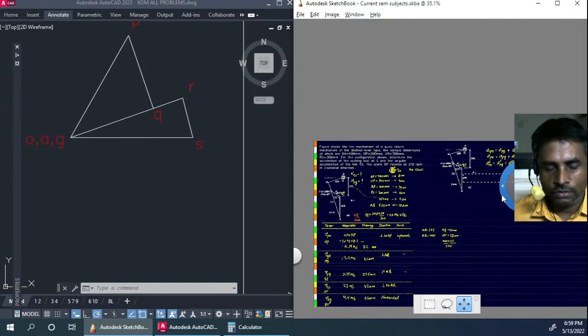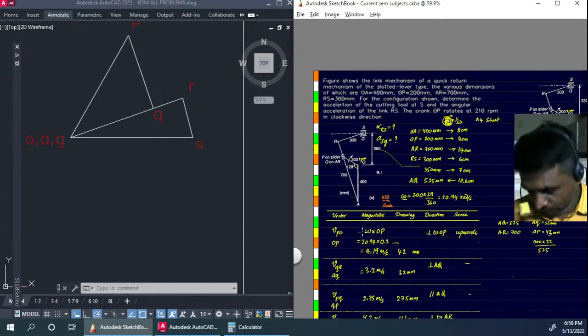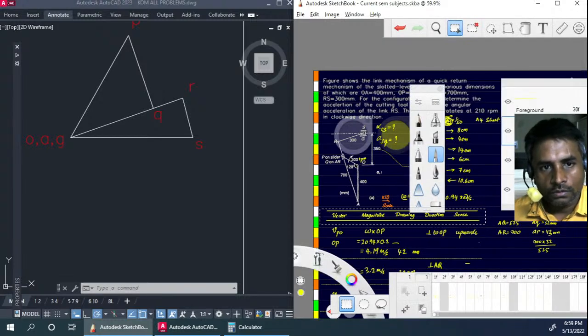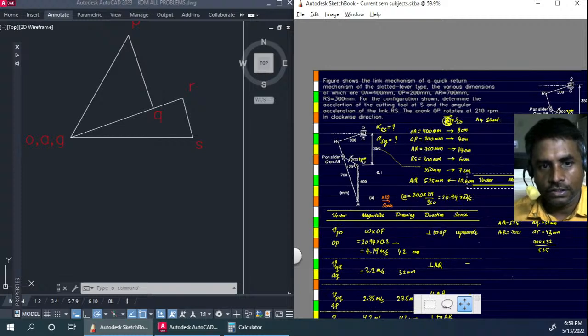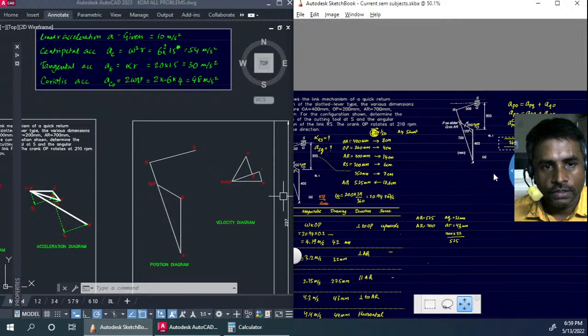Okay, so something seems to be a problem over here. Okay, so I think it says in the other layer. Okay, so we'll need all this.